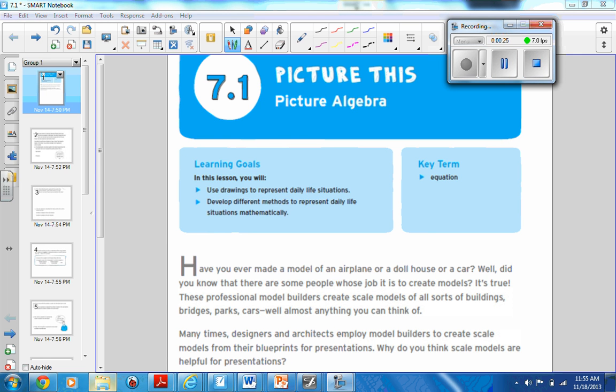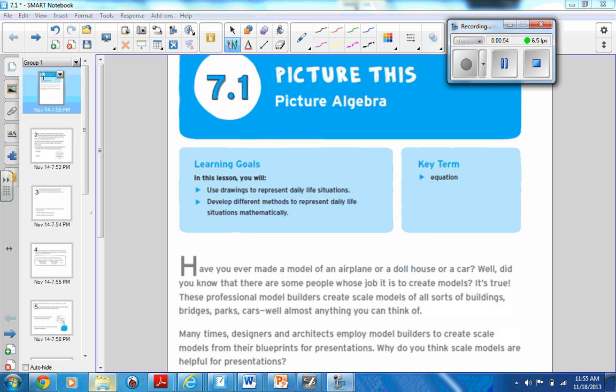Have you ever made a model of an airplane or a dollhouse or a car? Well, did you know that there are some people whose job it is to just create those models? It's true. These professional model builders create scale models of all sorts of buildings, bridges, parks, cars, well, almost anything you can think of. Many times, designers and architects employ model builders to create scale models from the blueprints or presentations. Why do you think scale models are helpful for presentations?